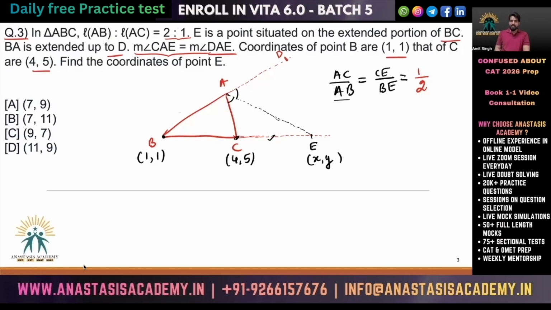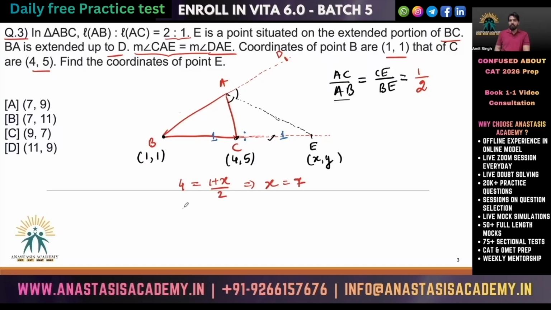So we can fairly say that this point C will divide the distance between B and E in the ratio 1:1, correct? Which means C would be the midpoint of BE. If C is the midpoint of BE, can I find the coordinates of point E now? Very easily, right? So the X coordinate of C, that is 4, would be equal to (X1 plus X2) by 2, that is (1 plus X) by 2. So from here I get the value of X as 8 minus 1, which is 7.